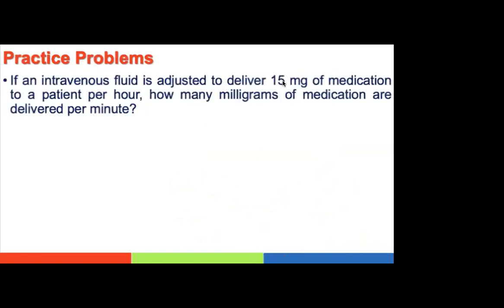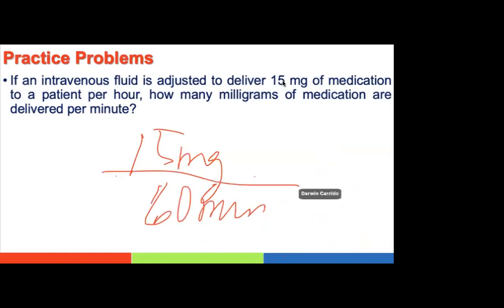If an intravenous fluid is adjusted to deliver 15 milligrams of medication to a patient per hour, how many milligrams of medication are delivered per minute? So, you just divide directly 15 by 60 minutes. Okay? And the answer here is 0.25 milligram per minute.